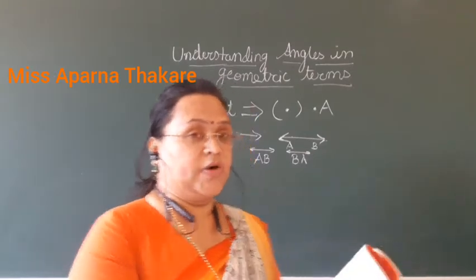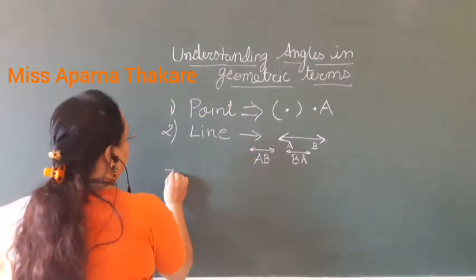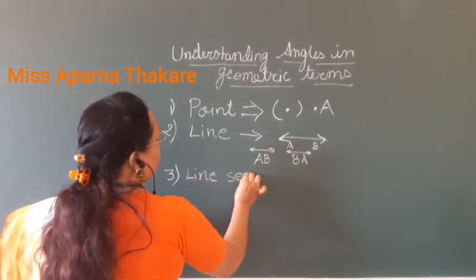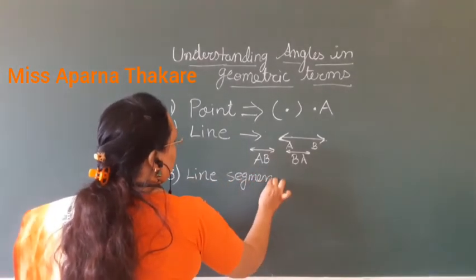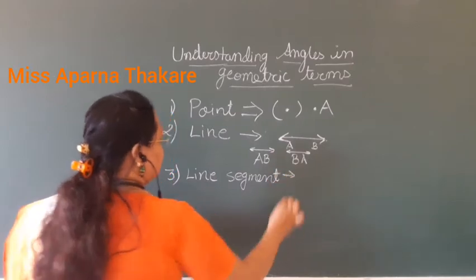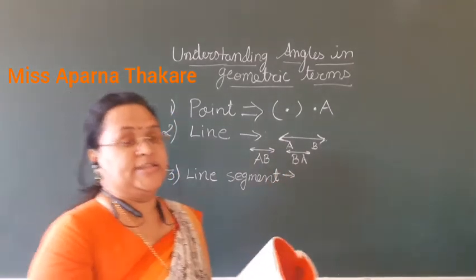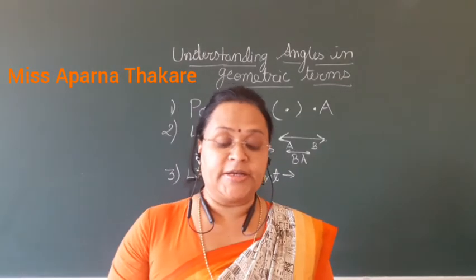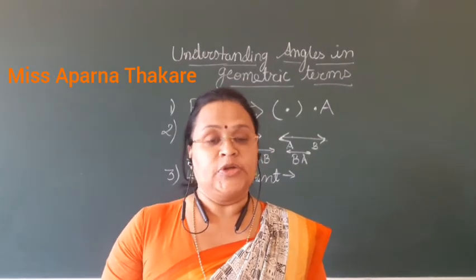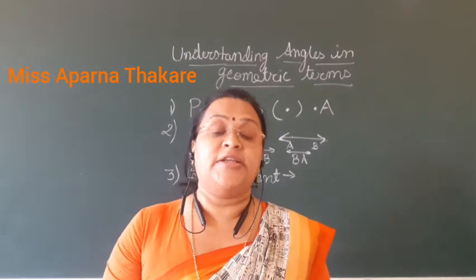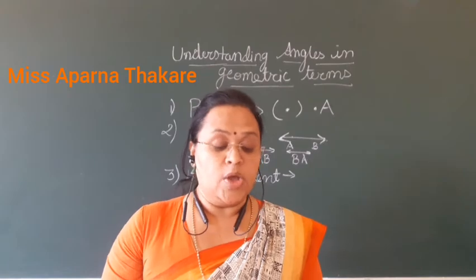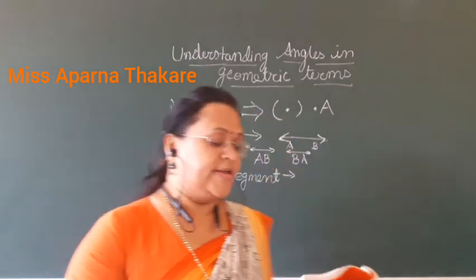See the third one. It is a line segment. Okay, see that. A line segment is a part of a line. It has two end points. A line segment is a part of a line, and it has two end points. We name it a line segment.